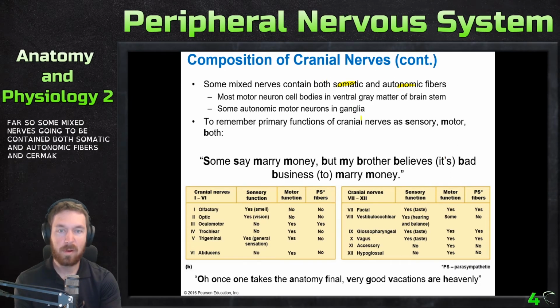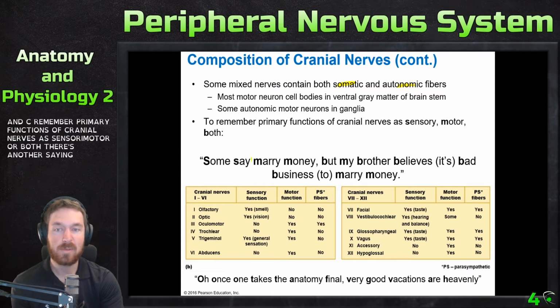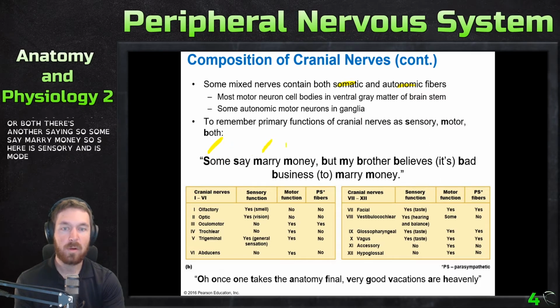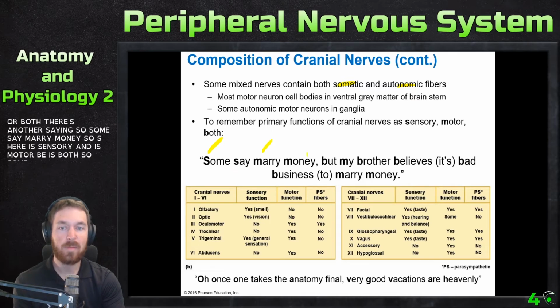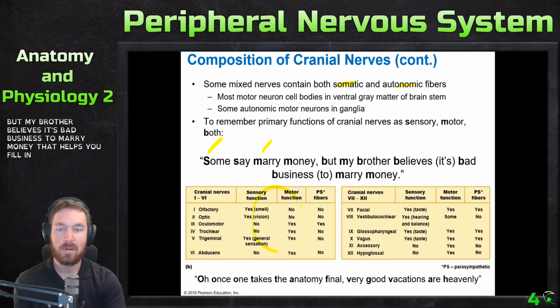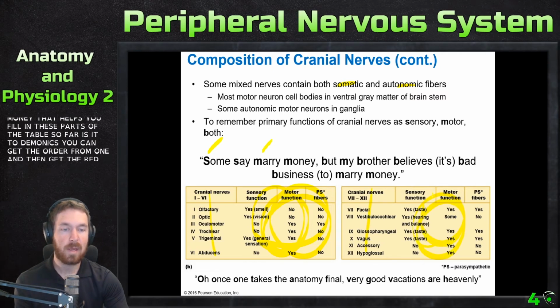And so remember, the primary functions of cranial nerves are sensory, motor, or both. There's another saying: some say marry money. So S here is sensory, M is motor, B is both. Some say marry money, but my brother believes it's bad business to marry money. That helps you fill in these parts of the table. So if you remember those two mnemonics, you can get the order from one, and then you get the rest of the table from the other.